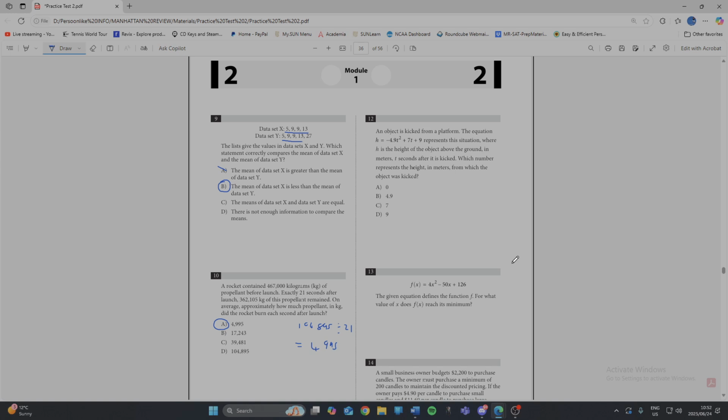So it asks us which number represents the height in meters from which the object was kicked. Okay, so in that case we would need to set t equal to 0, because this would give us the original position, meaning where it was kicked from. So if we set t equal to 0, 0 there, 0 there, we are just left with 9. That means that the height that it was kicked from was 9. So D would be our answer here.